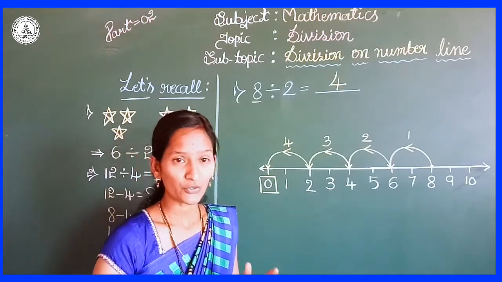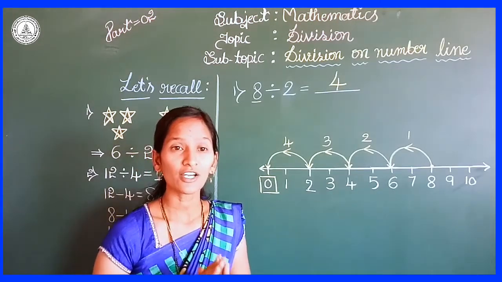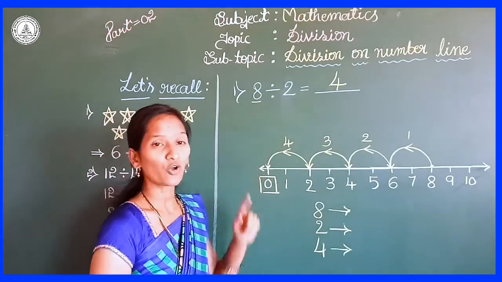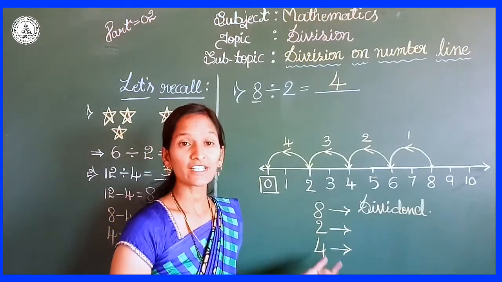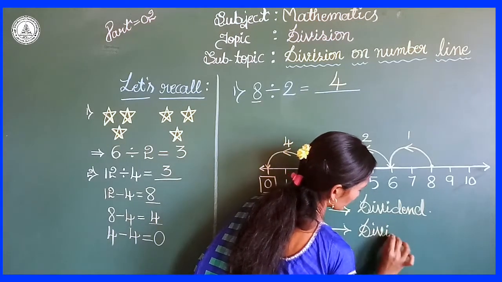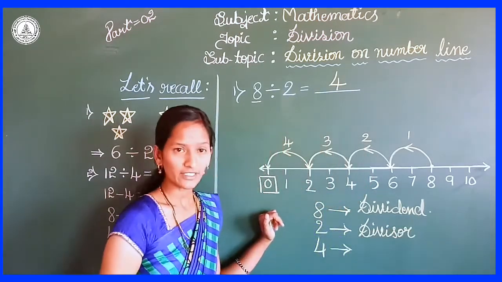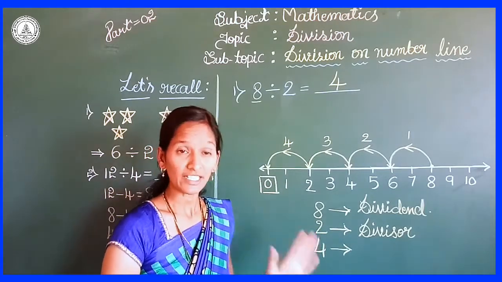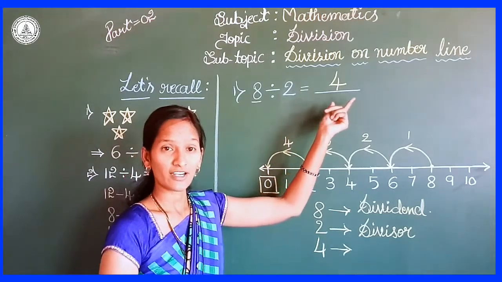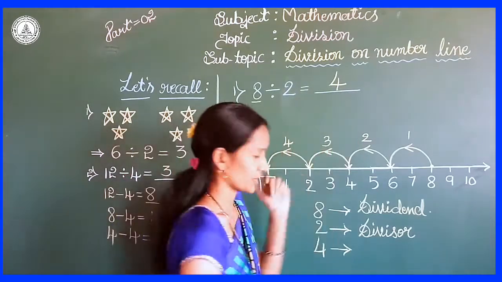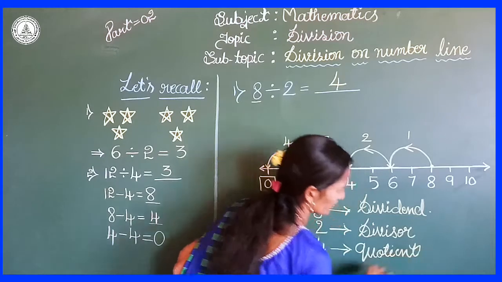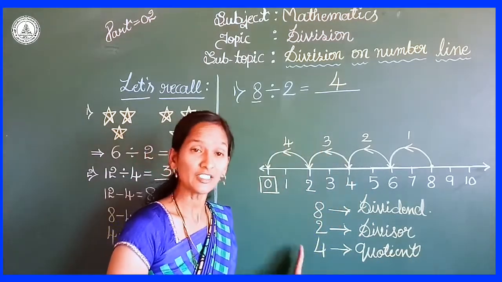Right? So my dear students, in division, the answer we call it a quotient. So in this problem, this 8 is called dividend. So this 2 indicates a divisor. Right? The answer in division, that is called a quotient. So in this problem, which is the answer? The 4 is the answer. Right? So that we call a quotient. You please remember these 3 points.